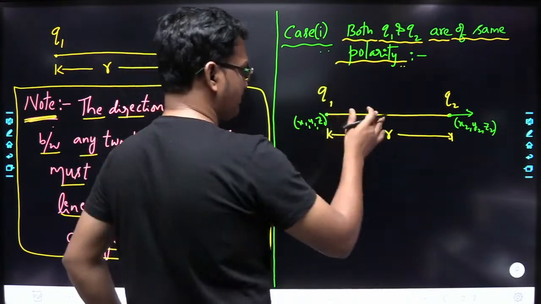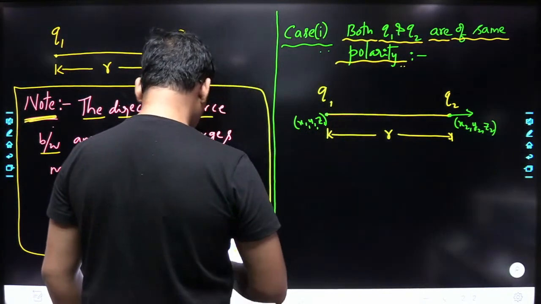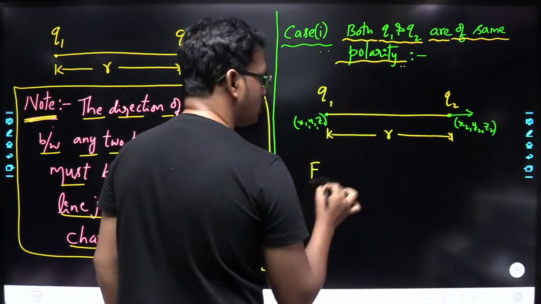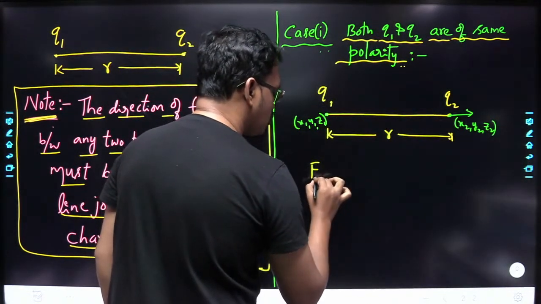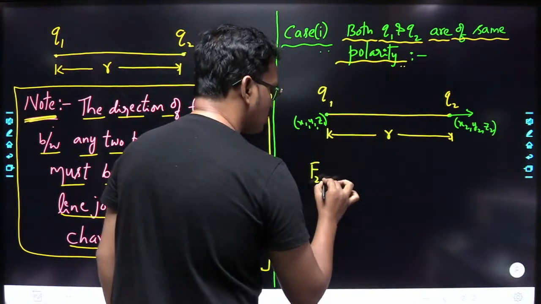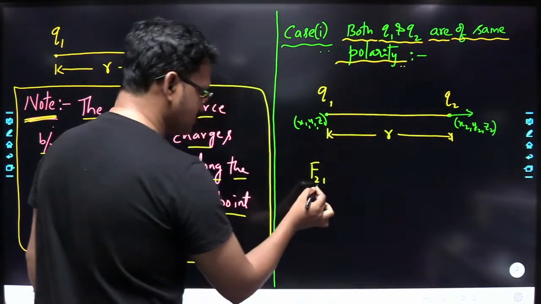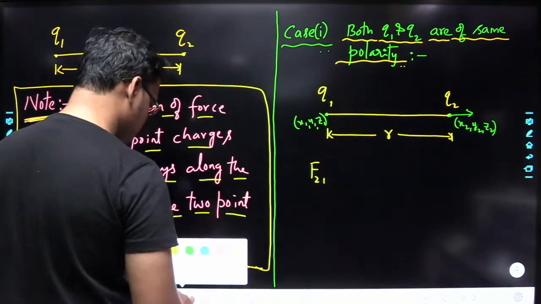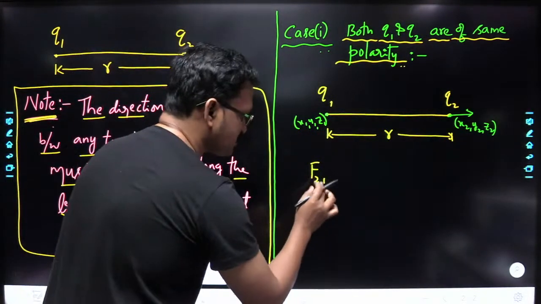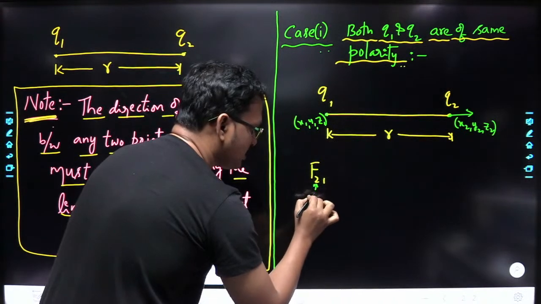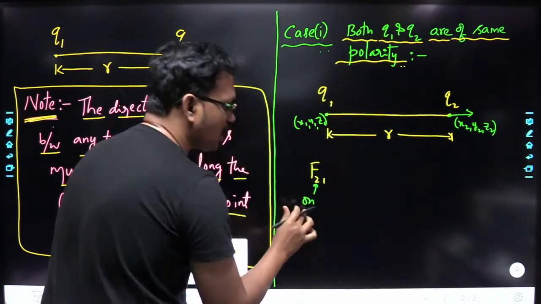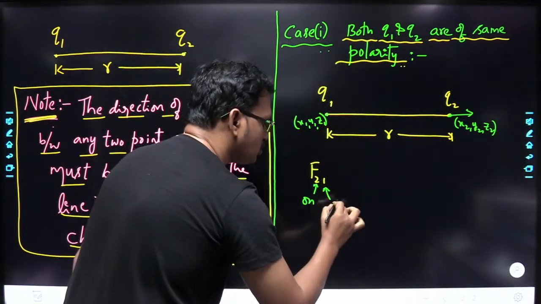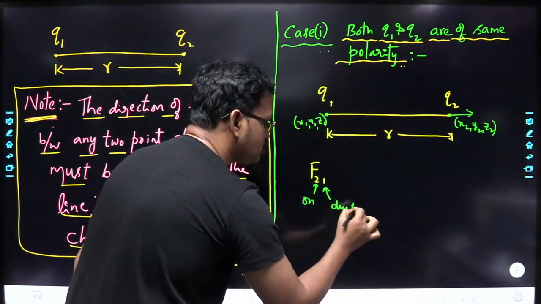Now I want to represent the force on 2 due to 1. Whenever I am writing the subscript, I am going to follow this convention. Here, always in the subscript, the first one I will write is on which charge the force acts. The next subscript will be due to which charge.